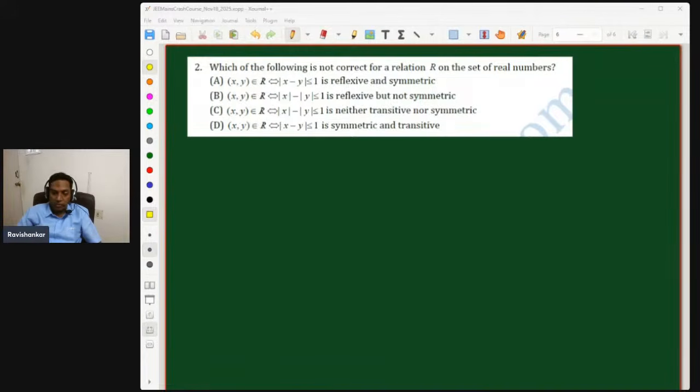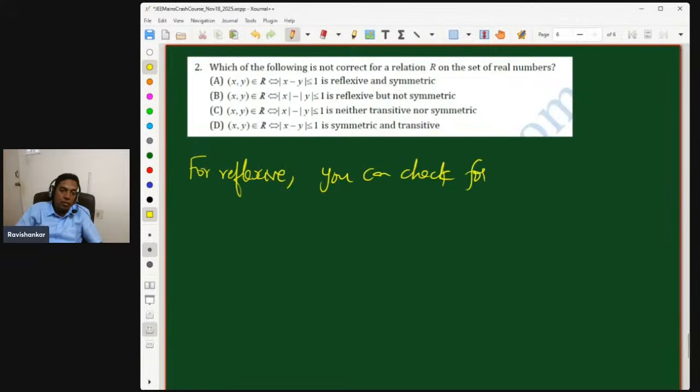Okay, by now quite a few people have got the right answer for question 2. Okay, so I have explained this during the theory. For reflexive, you can check for each element in set A.